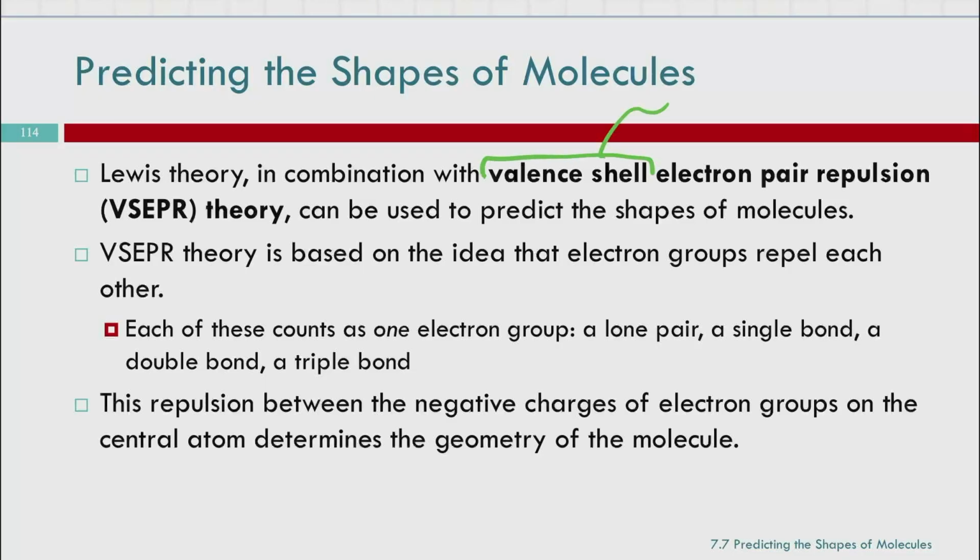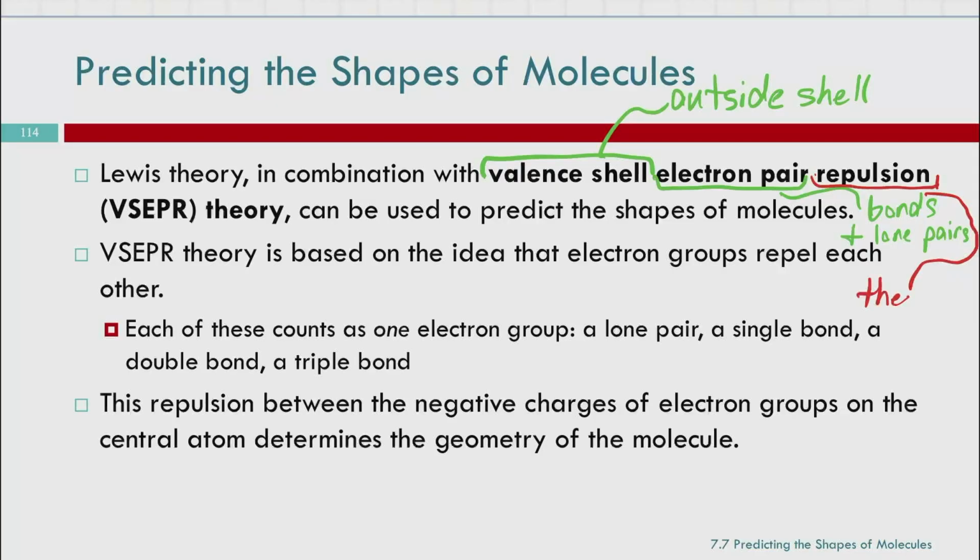Valence shell, outside, right, our outside electrons. Electron pairs, bonds, and lone pairs. And last but not least, repulsion. They repel or push away.